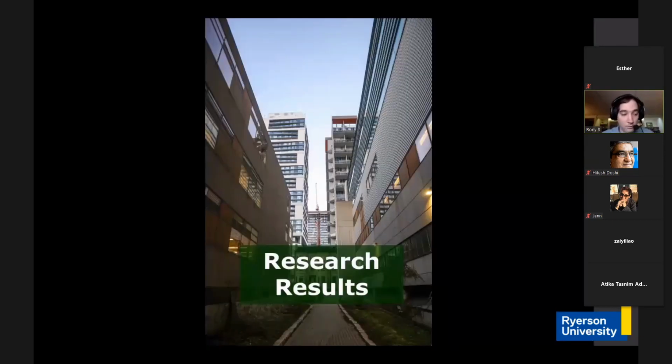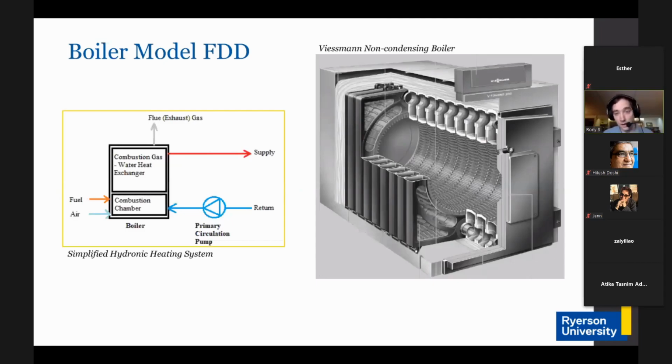And so I can begin with the research results. Presented here is, first of all, a very rudimentary boiler model. In the second image is the boiler model that I actually emulated, the Weizmann-Viteron series, and this is a non-condensing boiler.